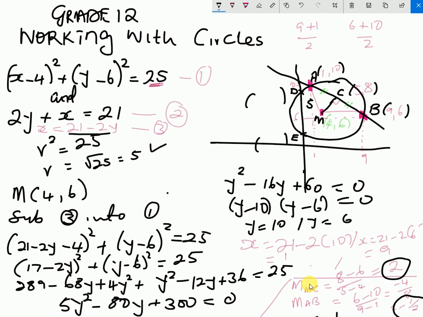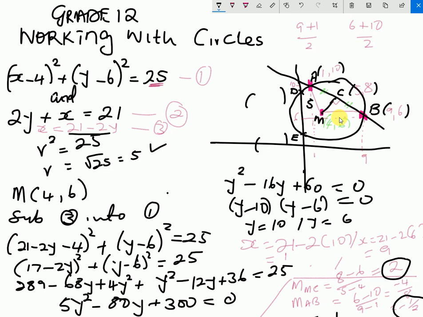Determine the length of AB. Determine the length of AB. Do you see those questions, people? Revive all the grade 10's work. Determine the length of AB. After you have determined, you will be requested to calculate the coordinates of D and E, the x-intercepts. Okay, all right, people. So it's easy and cheap.